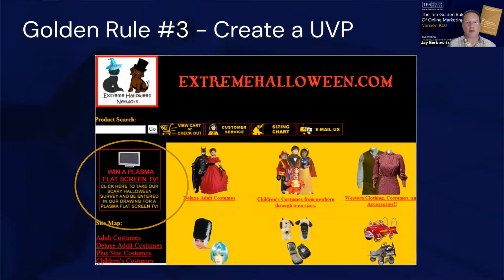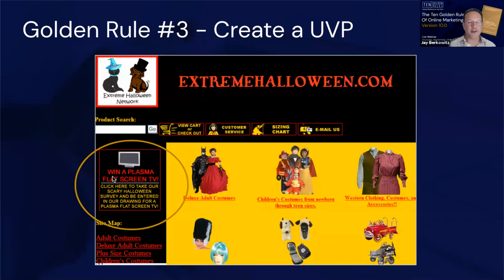Now back to our friend Sherry Maxwell, who was our first client. And when we started working with Annie's costumes, I recommended to Sherry that we create a UVP on the website, something that would get people to engage with the website at a higher rate. And so we used one of the simplest ones back in the day, which was a contest. And this is a screenshot from 2003. And so we said, win a plasma flat screen TV.